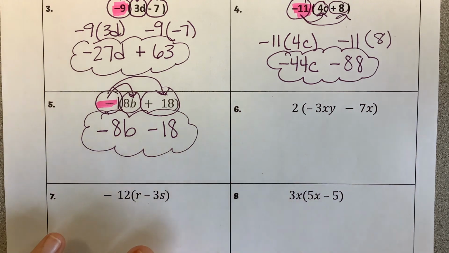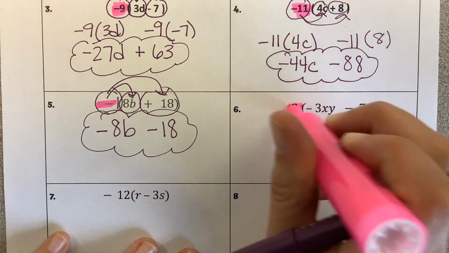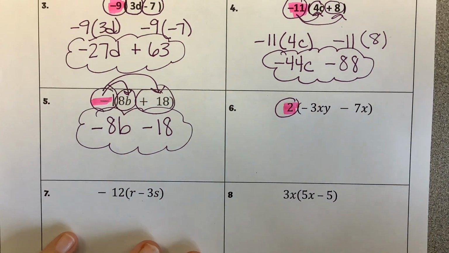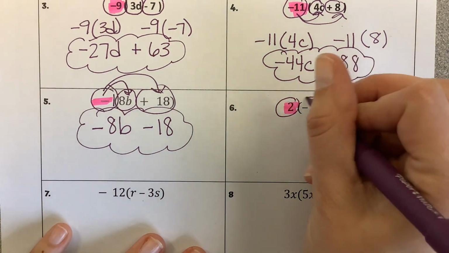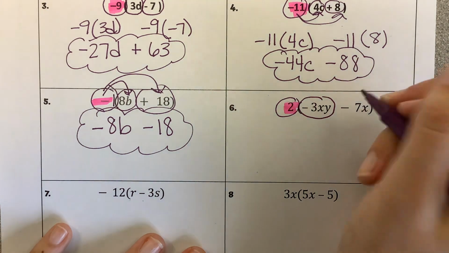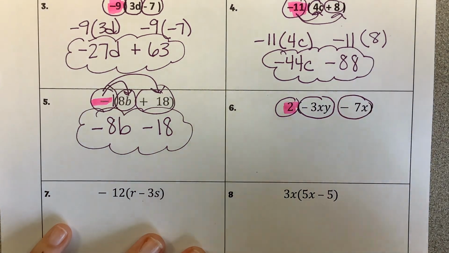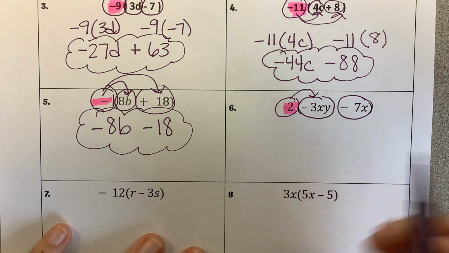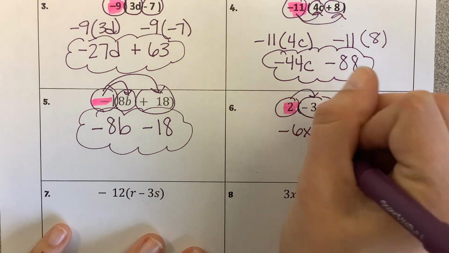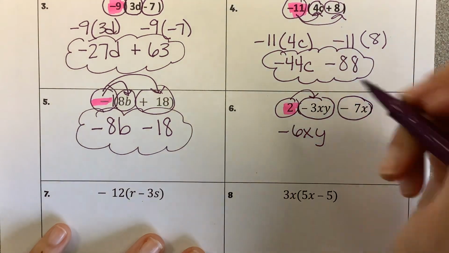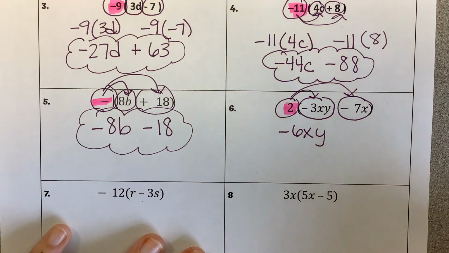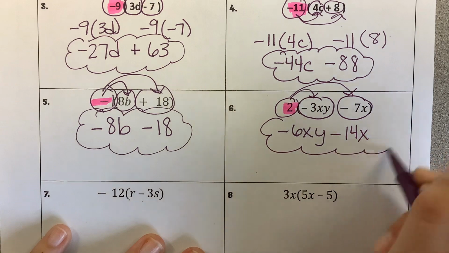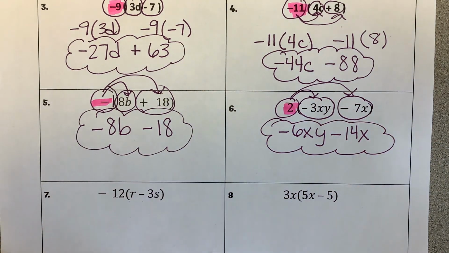Okay, same thing for number 6. The number on the outside is 2. I'm going to go straight from my problem to my answer. We're doing a positive 2. We have a negative 3xy. We have a negative 7x. So I'm doing 2 times negative 3xy. Well, 2 times negative 3 is negative 6, so negative 6xy. And we are going to do 2 times negative 7x, which is negative 14x. So negative 6xy minus 14x.